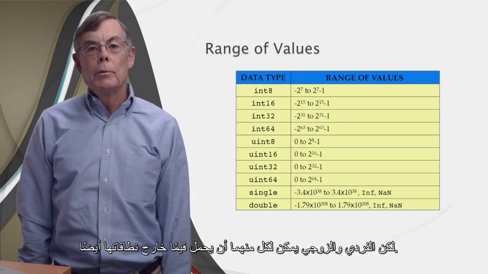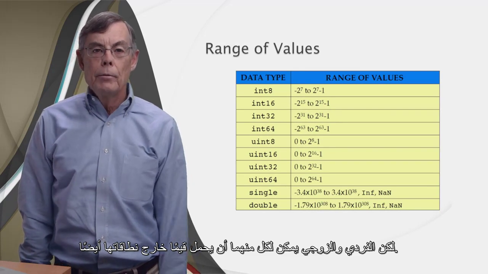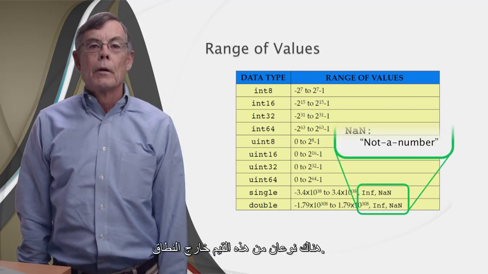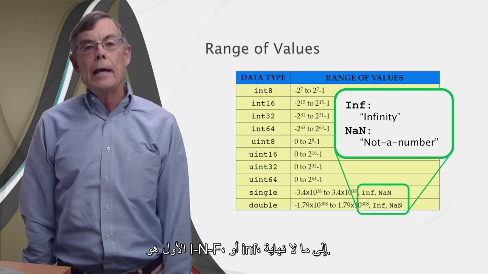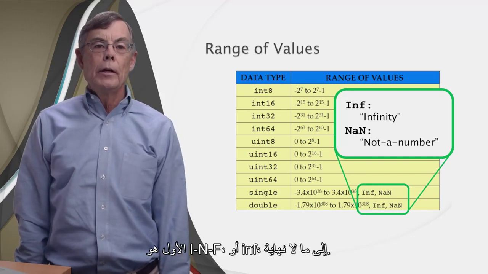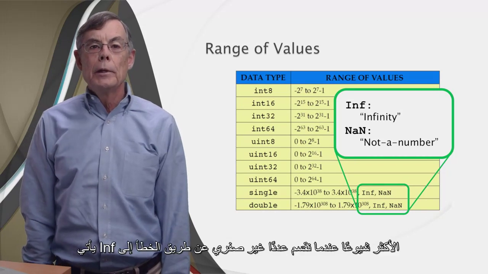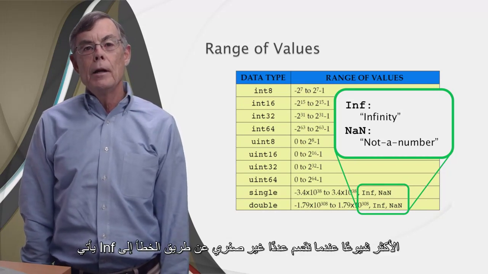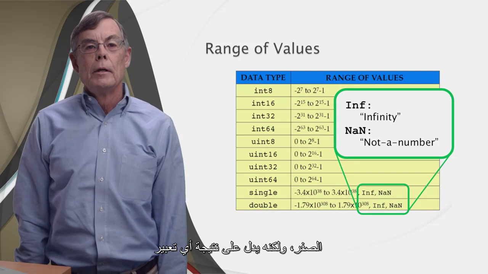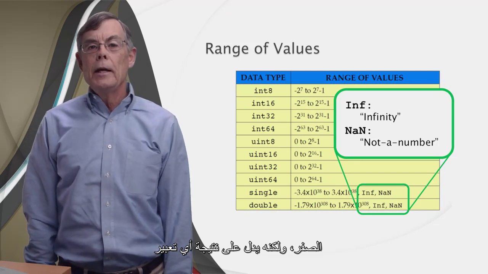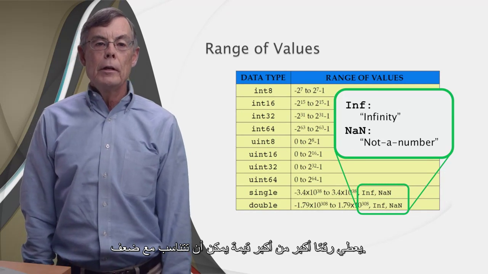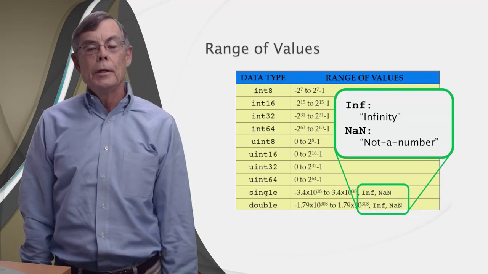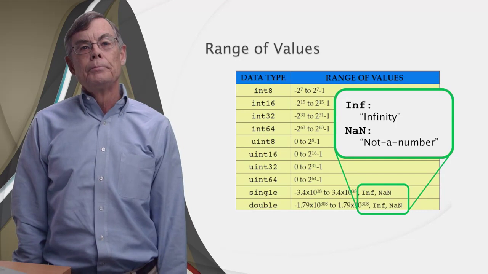But the singles and doubles can each hold values outside their ranges too. There are 2 of these out-of-range values. The first is Inf, for infinity. Inf most commonly comes up when we accidentally divide a non-zero number by 0. But it signifies the result of any expression that gives a number greater than the largest value that can fit in a double. And you can guess what minus Inf means.